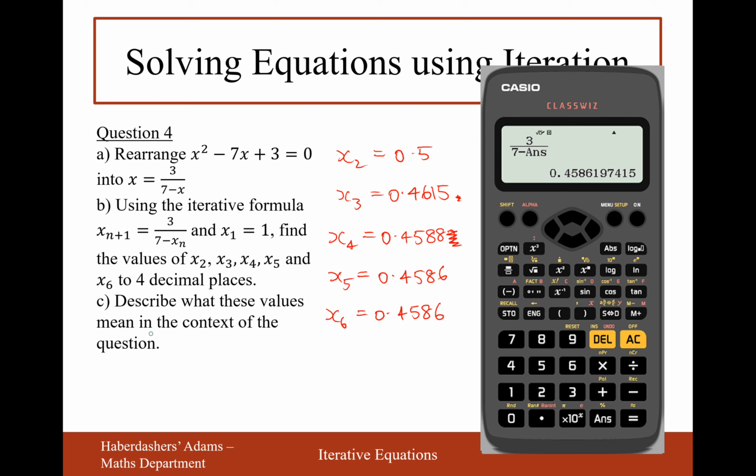Describe what these values mean in the context of the question. These are increasingly accurate solutions to this equation up here. So that's what you need to write down. Increasingly accurate solutions to the equation x squared minus 7x plus 3 equals 0. And there we are. That's how to solve equations by using iteration.